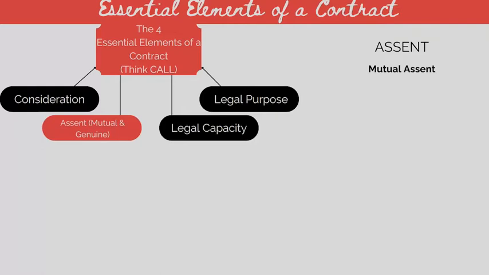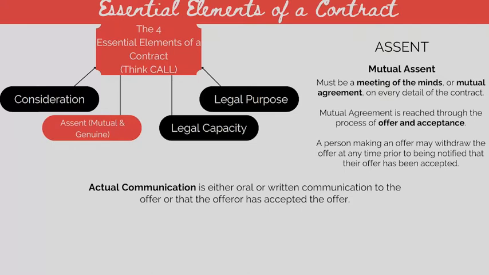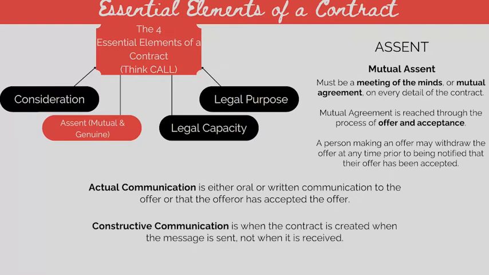Assent. You have mutual assent and genuine assent, but first let's discuss mutual assent. There must be a meeting of the minds or mutual agreement on every detail of the contract. Mutual agreement is reached through the process of offer and acceptance. A person making an offer may withdraw the offer at any time prior to being notified that their offer has been accepted. Actual communication is either oral or written communication to the offeror that the offeree has accepted the offer. Constructive communication is when the contract is created when the message is sent, not when it is received. So if you send it out in the mail, it starts that day and not when it actually gets to them in the mail a couple days later.